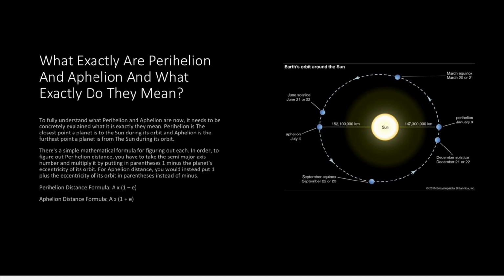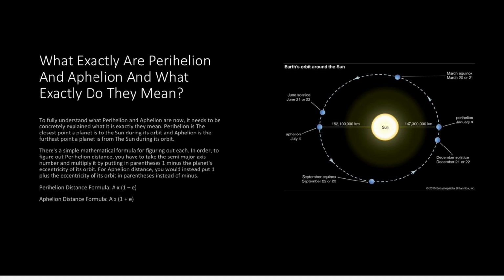To fully understand what perihelion and aphelion are, it needs to be concretely explained what they mean. Perihelion is the closest point a planet is to the sun during its orbit, and aphelion is the furthest point a planet is from the sun during its orbit. And this is all for a single planet. Keep that in mind, and not all the other planets and their orbits. Not to be confused with that concept.